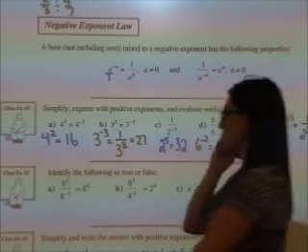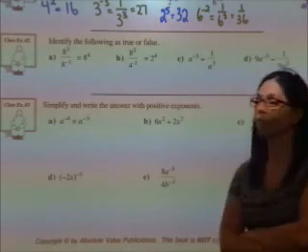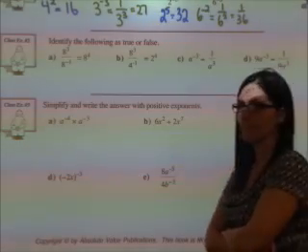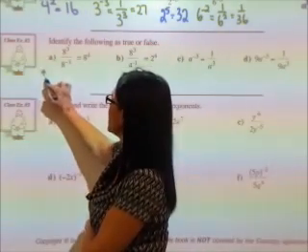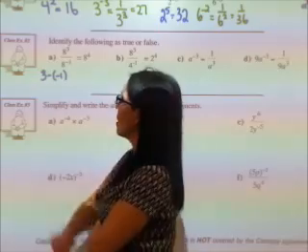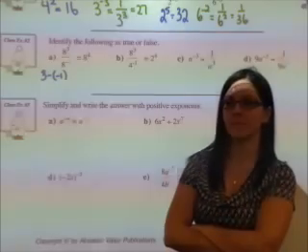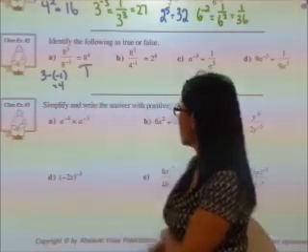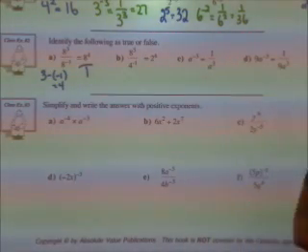Class example number 2. True or false? 8 to the power of 3 divided by 8 to the power of negative 1. What do I do with my exponents? So if I say 3 minus negative 1, what do I get? 4. So is this true or false? True. Okay?